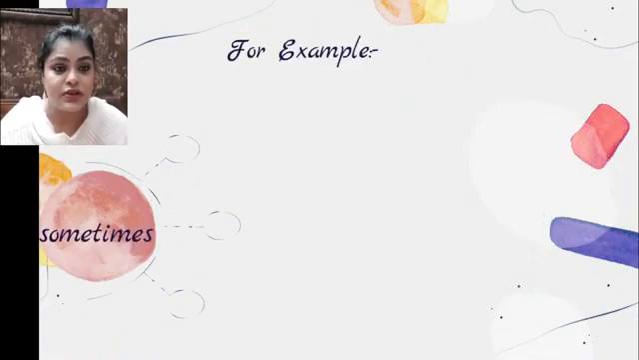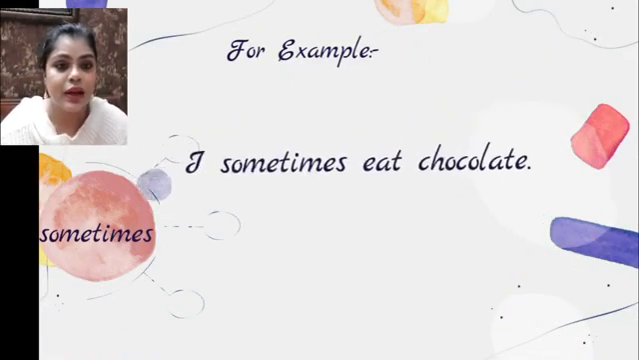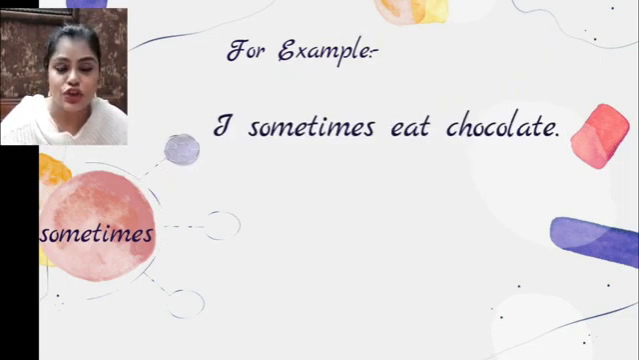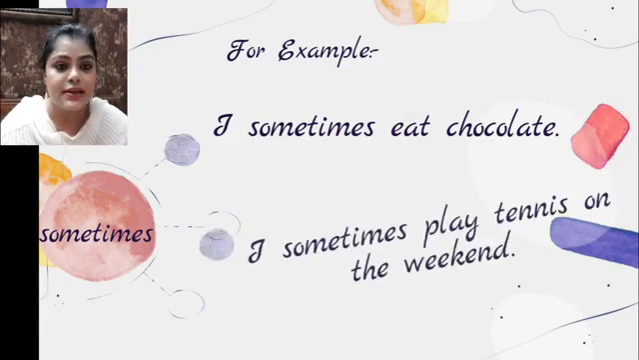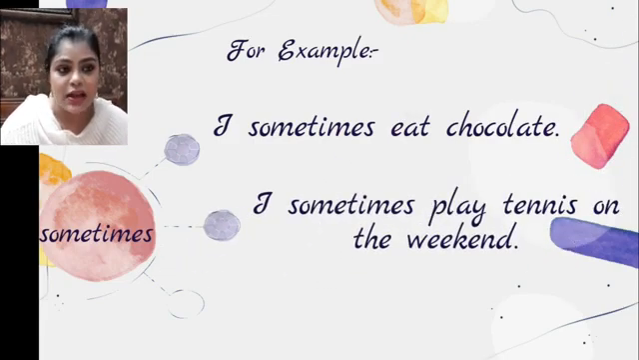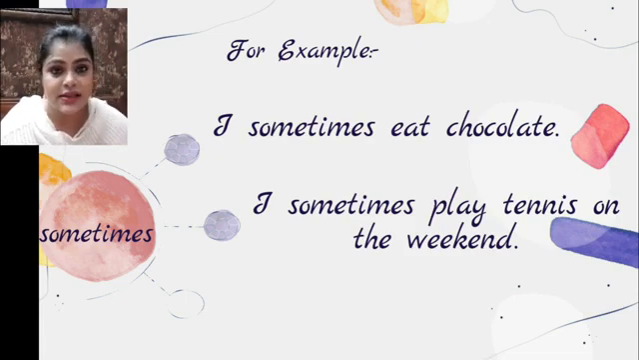Sometimes. Now 50%. Okay. I sometimes eat chocolate. So that's my wish. I sometimes eat ice cream. I sometimes eat pizza. So that's optional. So 50%. Next, I sometimes play tennis on the weekend. So weekend means Saturday, Sunday. So sometimes I play tennis on the weekend.